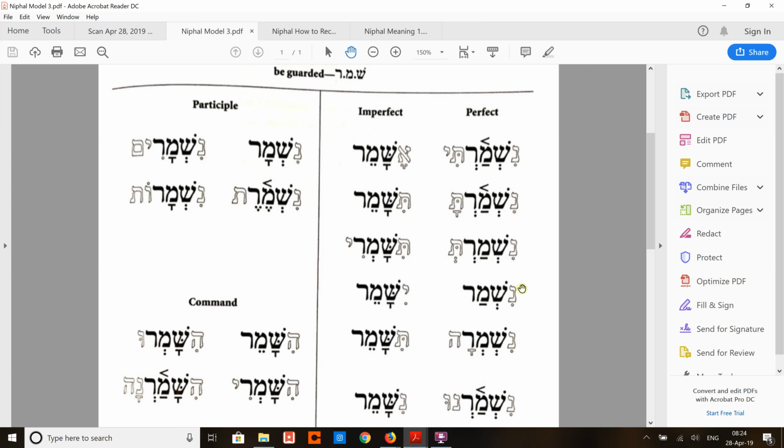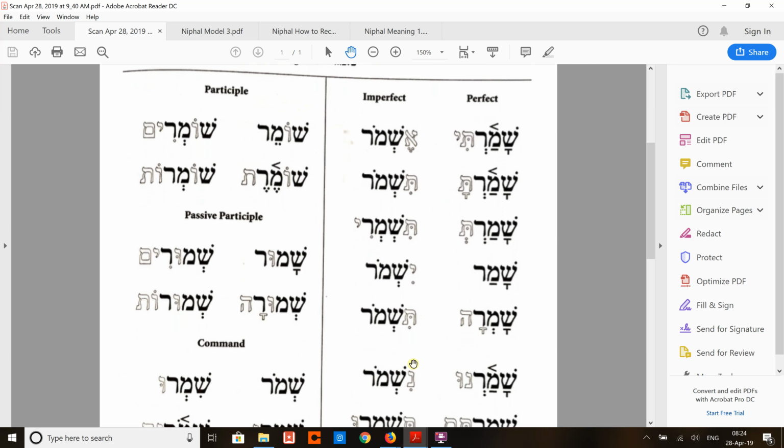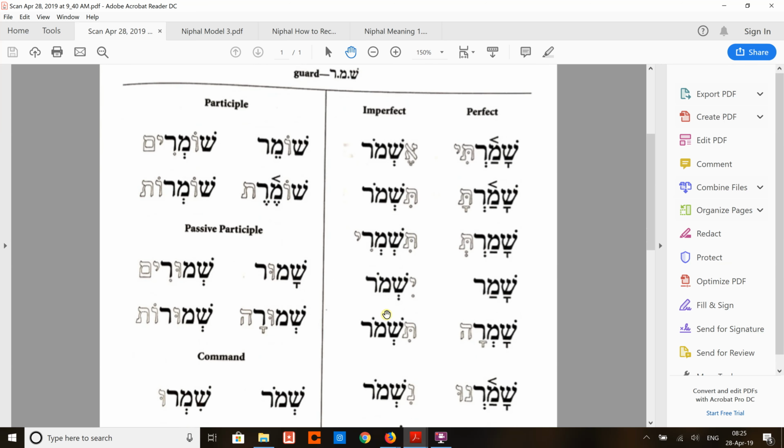So look at nishmar. You could potentially identify this as a nif'al, but it could be identified as something else too. Can you think of what it is? What could you confuse the nif'al nishmar with? How about the imperfect, first common plural imperfect of the pa'al of shamar? We will guard. So this is shamar in the pa'al, imperfect, nishmar.